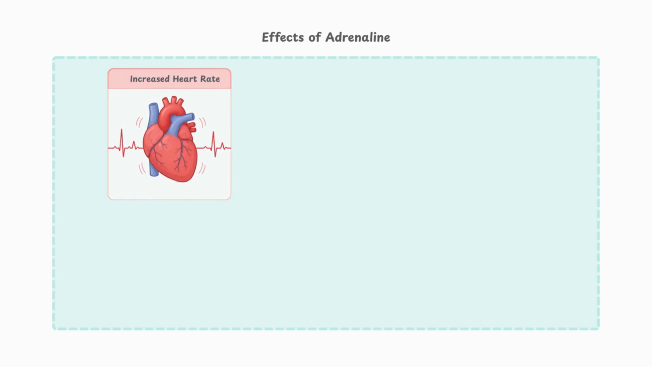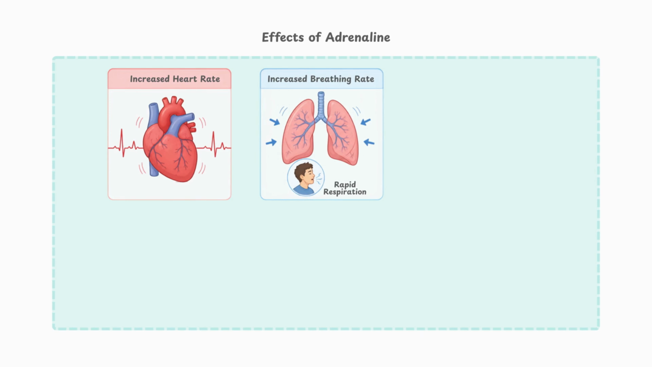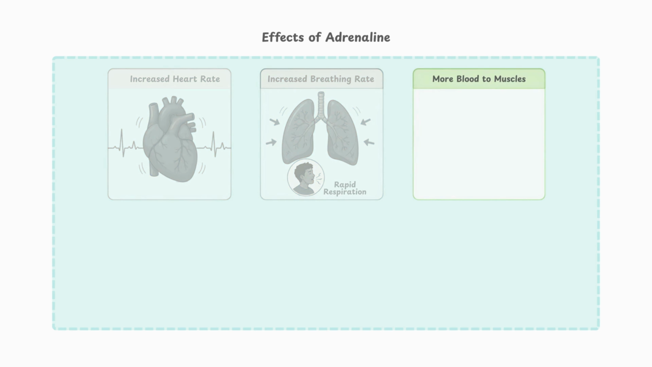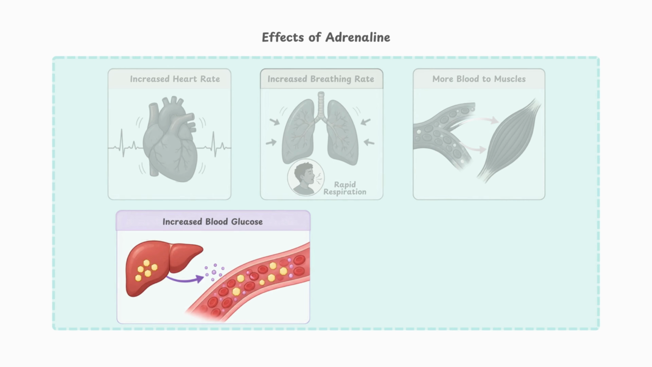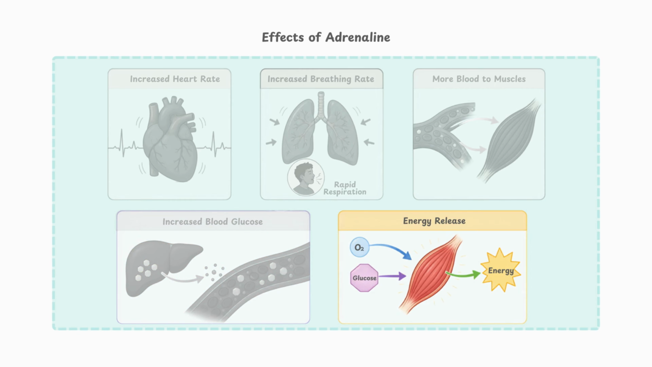When adrenaline is released, the body quickly prepares for action. Heart rate increases, and breathing becomes faster. This allows more oxygen to enter the blood and reach the muscles. Blood flow is redirected towards the muscles and away from less essential organs, such as the digestive system. Blood vessels supplying the muscles widen, allowing more oxygen and glucose to be delivered where they are needed most. At the same time, glycogen stored in the liver is broken down into glucose. This raises blood glucose concentration and provides additional fuel for respiration. Together, these changes help the muscles release energy rapidly, so the body is ready to move, react, and respond quickly.